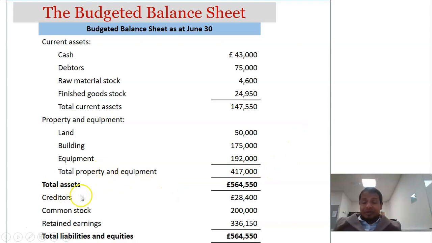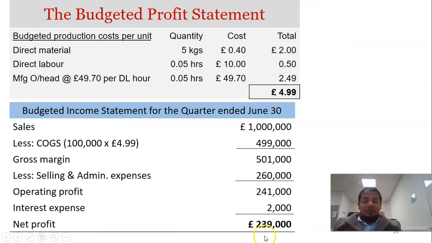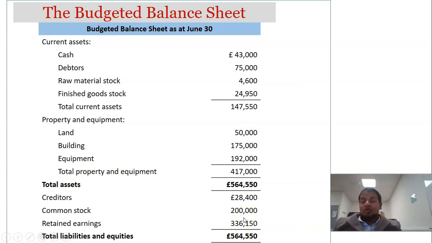And creditors, this is from the purchase budget, the remaining purchase amount, 6,800, and half of which we have to pay in the next month. Common stock and retained earnings should be given in the question, and retained earnings also includes the profit that we have calculated. So all the details will be given, but you have to put all these here, and these are what we expected as the assets and liabilities at the end of the period.